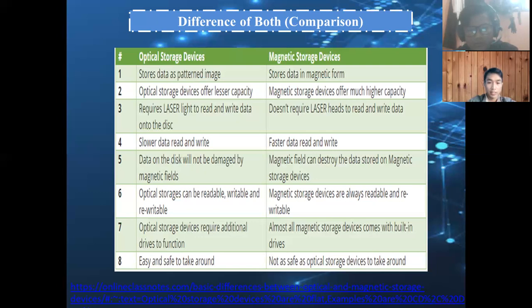Then optical storage can be readable, writable, and rewritable, but magnetic is always readable and just rewritable. Optical storage devices require additional drives to function, while almost all magnetic storage devices come with built-in drives. And optical is easy and safe to take around, but magnetic is not as safe as optical storage devices to take around.